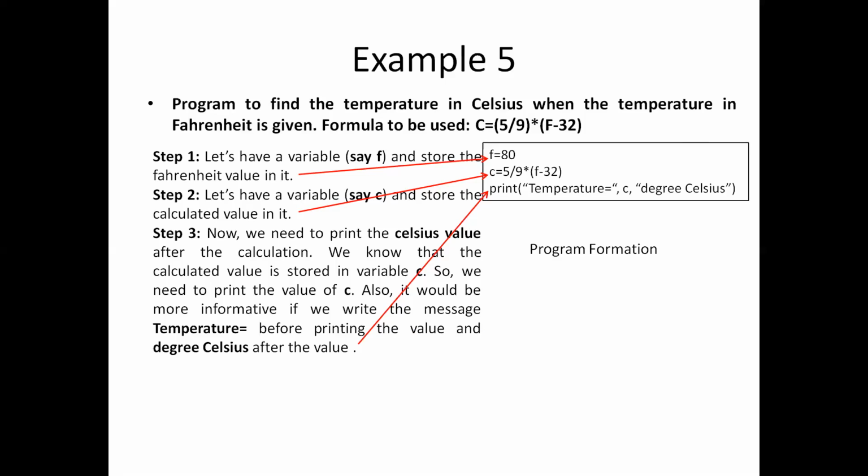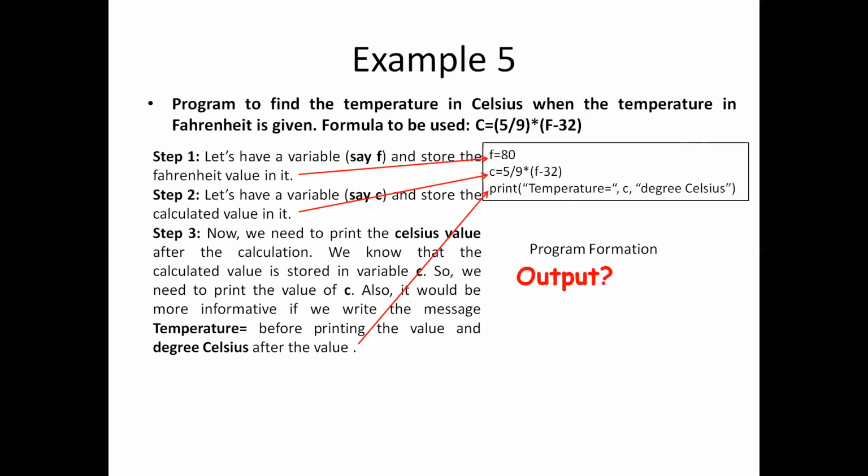I am going to do that like this: print, and then within inverted commas I write temperature equal to, which will be printed as it is. The value of C is going to be printed because I have not written it in quotes, and then again a comma followed by degree Celsius will be printed as it is. So it will print temperature equal to as it is, degree Celsius as it is, but in between it will print the value of C.